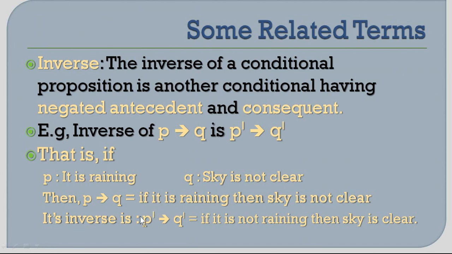Now when you inverse, what happens? P dash implies Q dash. If it is not raining, you can see it is raining, it is changed into if it is not raining, then sky is not clear is there in the input statement, but you are going to write it as sky is clear. You are going to inverse, right? You are going to write the true into false, false into true. So sky is not clear will be written as sky is clear. So this is how you are going to write the inverse statement.